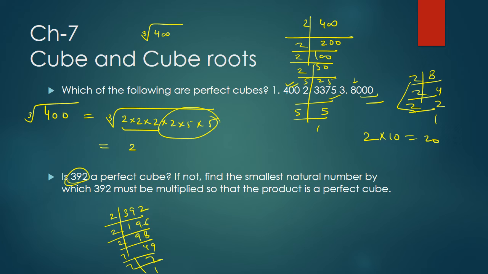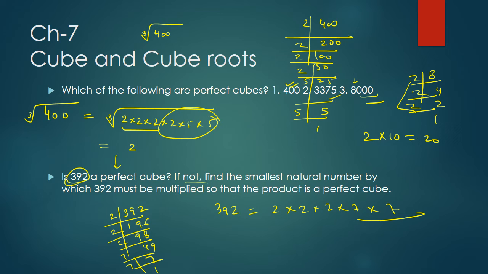Please make sure you don't apply long division in this method to find cube and cube root, because long division is not applied here. It is not for cube and cube roots, okay? So now 392 is 2 into 2 into 2 into 7 into 7. Clearly 7 is not forming a triplet, so it is not a perfect cube. So the answer for the first is no.